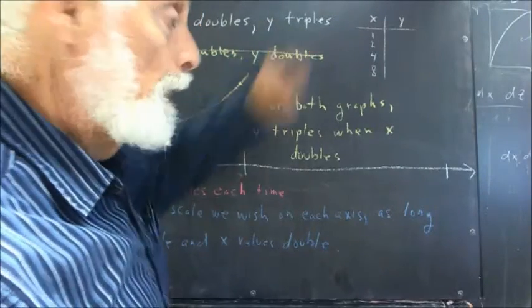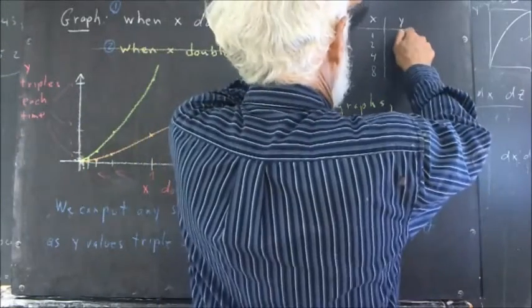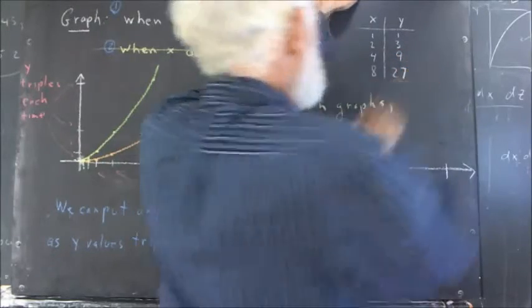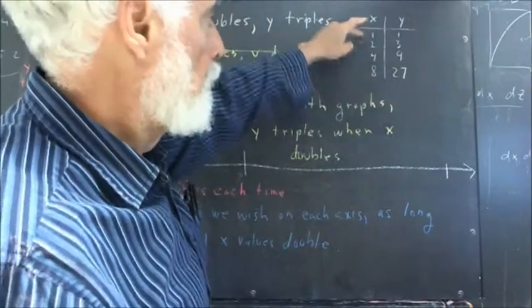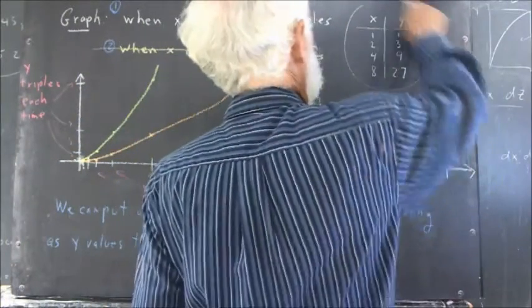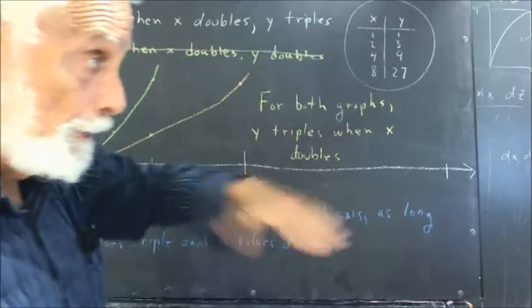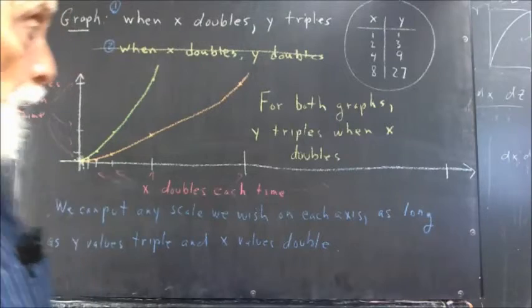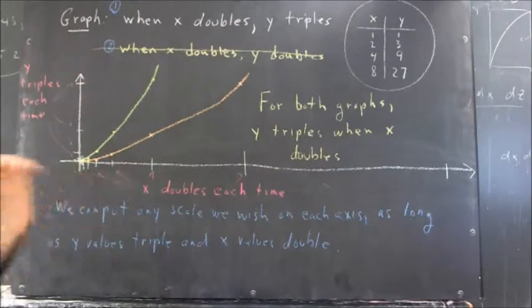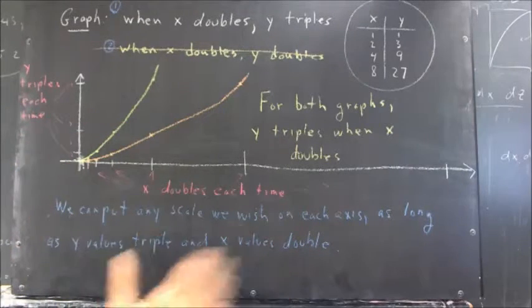Now we want y to triple. Well, one way to make y triple is to start with y equals 1 and then multiply by 3 at each step. And here are y values that triple whenever x values double. Now, we don't really want to do this with numbers, although if you did this and plotted these points accurately and did a nice smooth curve, you would get something that is every bit as good as what we have here. But we want to learn to do this kind of visually.